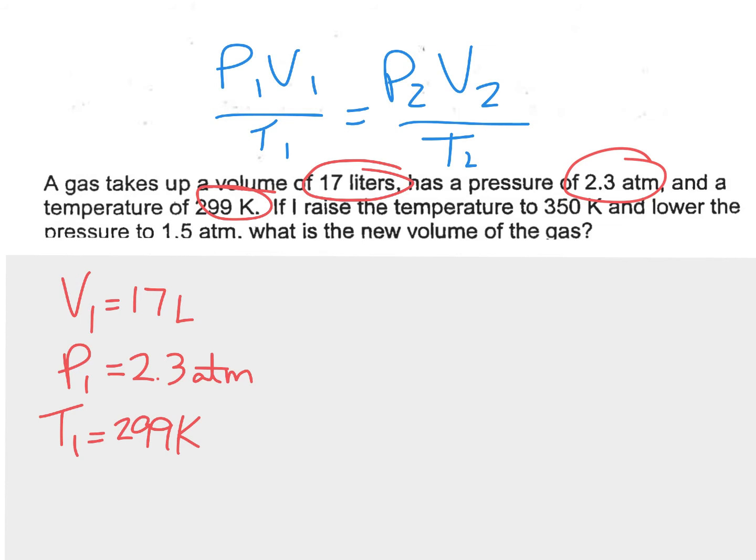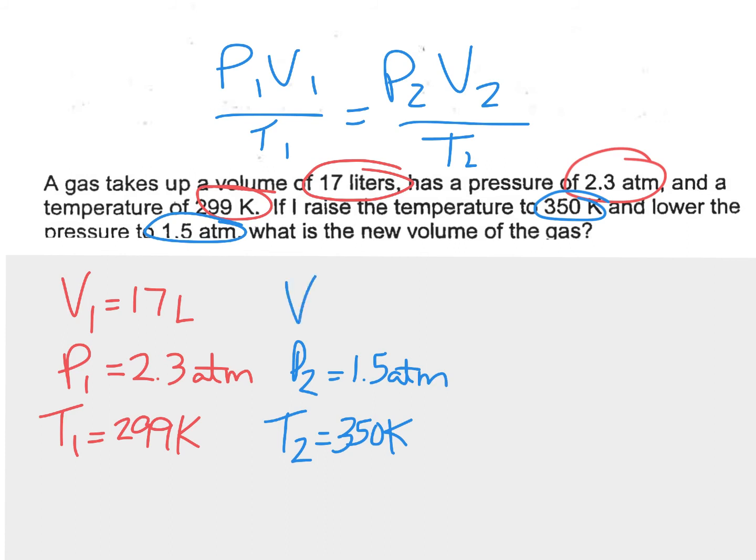Let's move on. If I raise the temperature to 350 Kelvin, so that means I'm going to have a new temperature, and I lower the pressure to 1.5 atmospheres, so my new pressure went from 2.3 now down to 1.5 atmospheres. We want to know what the new volume is. That's what we're looking for. So that's our big question mark. Well, now that we have that, let's plug in to find out.